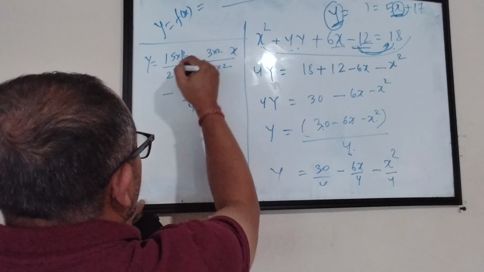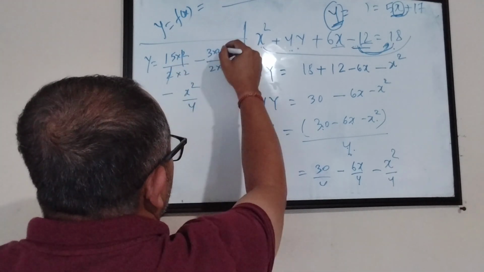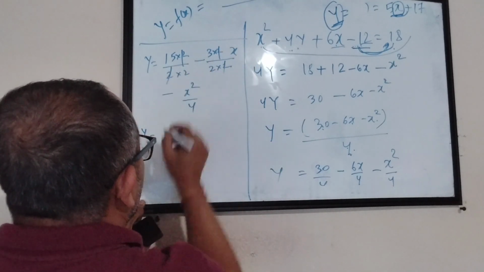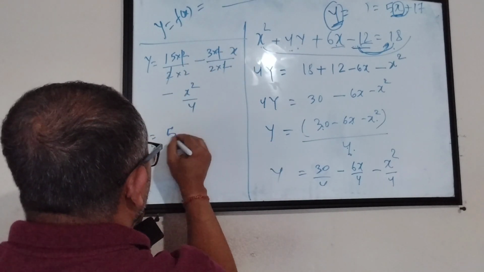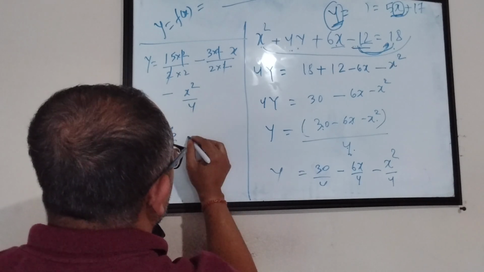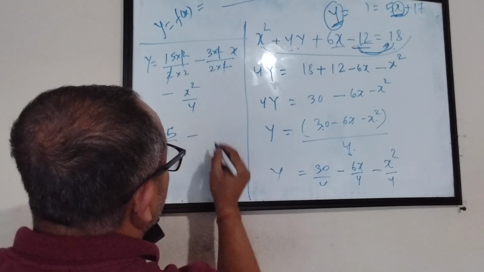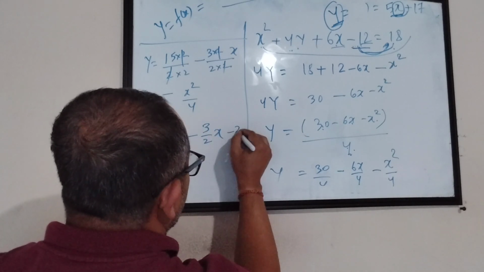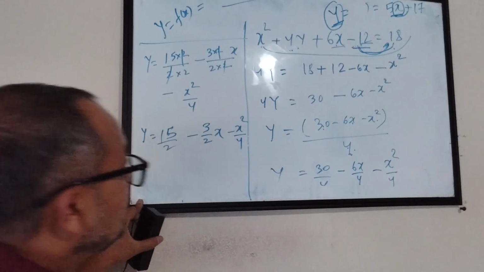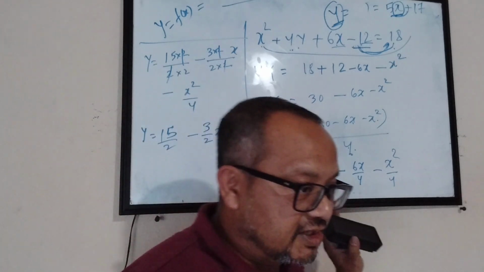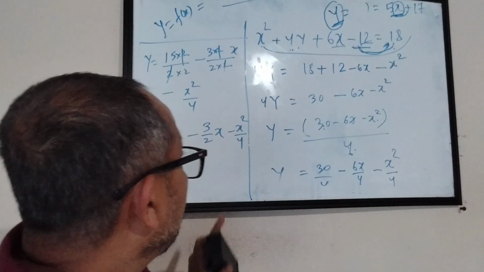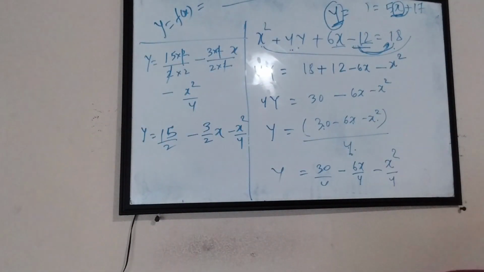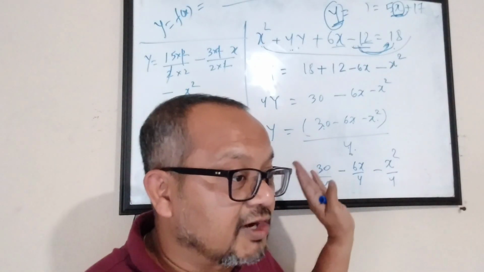So this and this, tic tac toe done. This 2 and this 2, tic tac toe done. So y equals 15 by 2 or 7.5, whatever you are comfortable with, 3 by 2x or 1.5x, whatever you are comfortable with, minus x squared by 4. This is the simplest of the answer that I could get. And did I do anything complicated? Trust me, not. Okay? You guys can validate your answer.